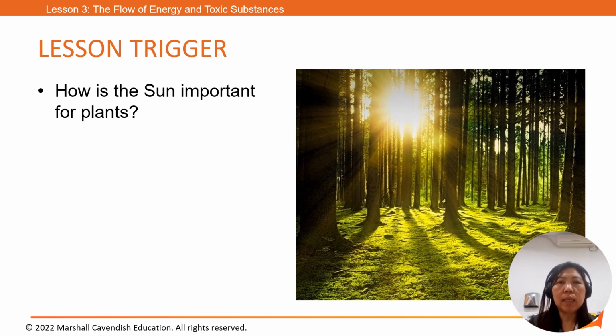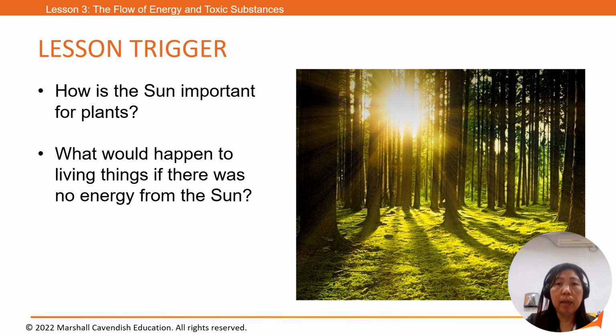So how is the sun important for plants? Plants use energy from the sun to make food. Okay, so that's why the sun is very important. So what would happen to living things if there was no energy from the sun? What do you think would happen, everyone? Let's think about it for a while. What would happen?